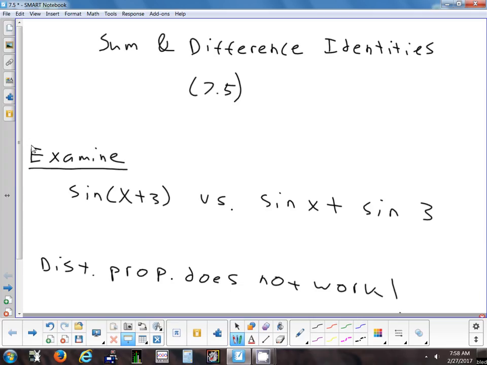So the idea is you cannot do the distributive property with the word sine. That doesn't work. The only thing you can distribute is if you have a letter or a number on the outside, you can use distributive, but you can't do it with the sine function.